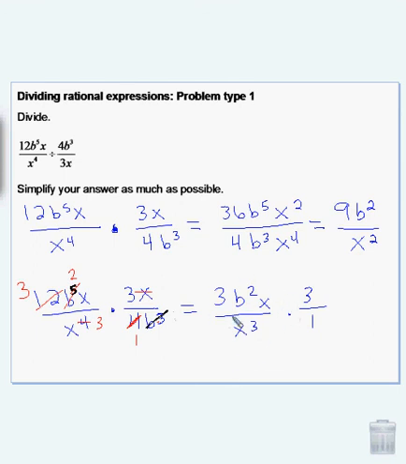And this is why I like to rewrite it. It was a little messy over here, but here I can see I still have some x's that I need to deal with. This x will cancel, leaving me 2 in my denominator. So now when I multiply that, I'm going to get 9b squared over x squared. And that is how we multiply or divide rational expressions.